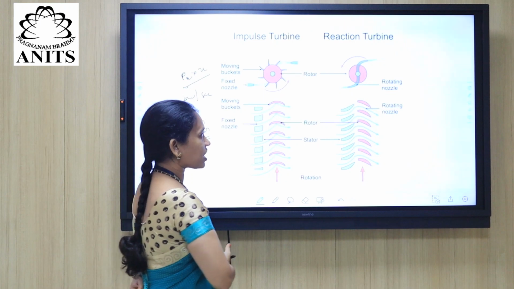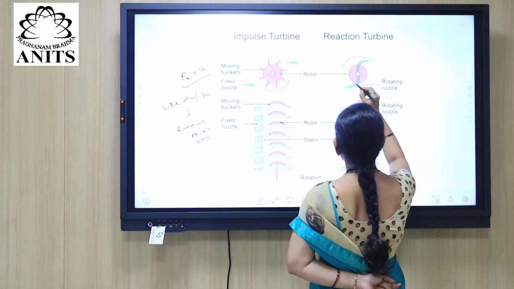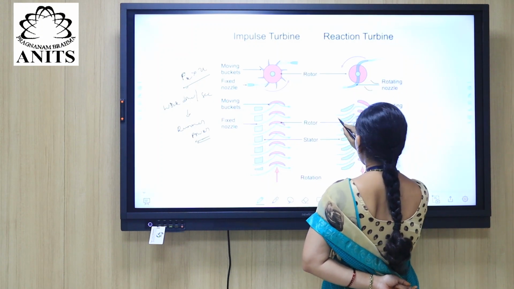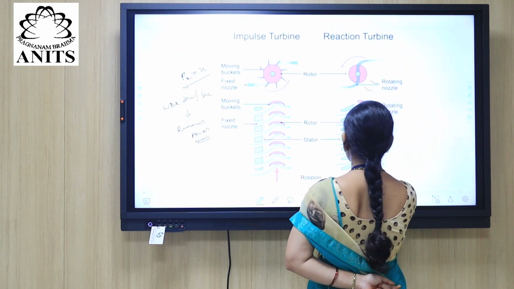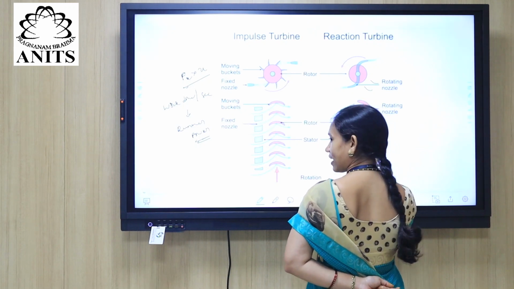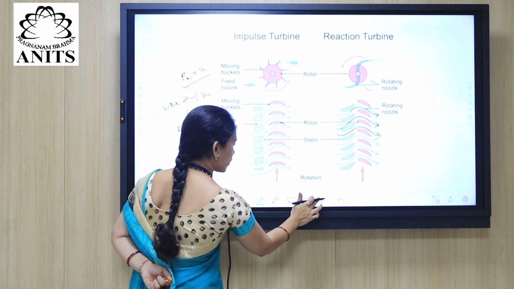In the reaction turbine there is no nozzle. Water will enter through the guide vane mechanism. Because of that rotating nozzle system, the water will travel through the entire radius of the vane, which is the radial flow condition.